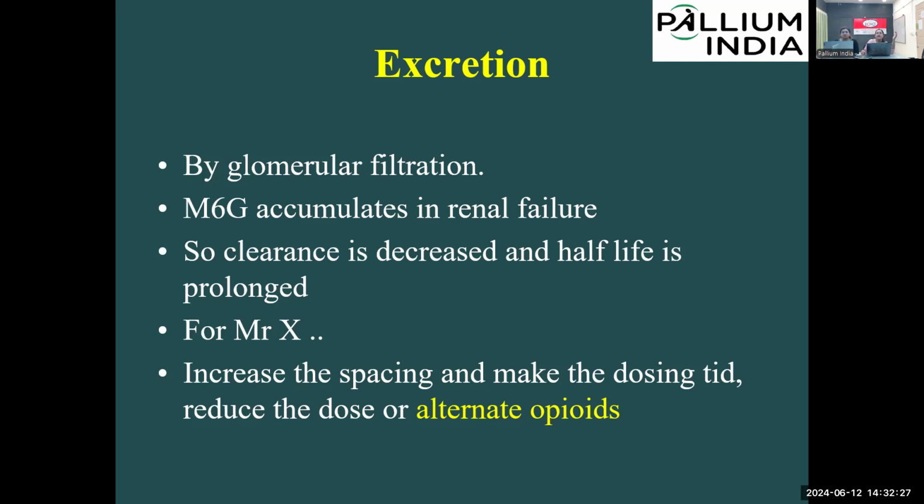So either increase the spacing between the doses, that is, the frequency should be reduced. If it is 4 hourly, you can convert it to thrice daily or twice daily, depending upon the response to the pain and toxicities. Or you can reduce the dose as such. Suppose the patient is on 10 milligram, you can reduce the dose to 5 milligram, or you can switch to renally safe opioids. So these could be the 3 options in patients with renal failure when you start with morphine.